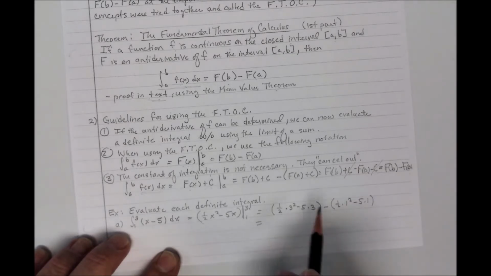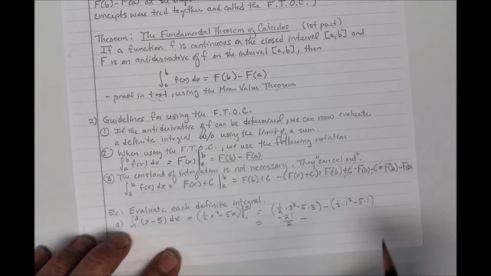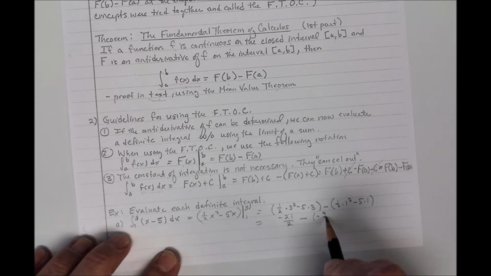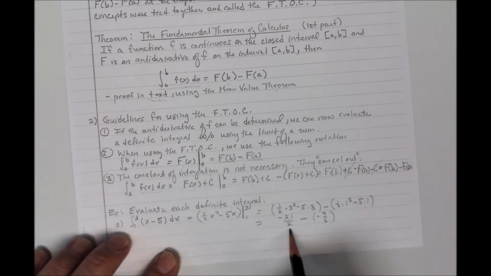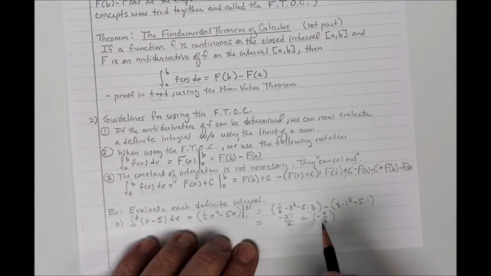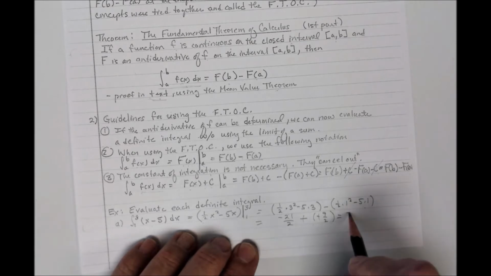So let's see, this would be half of 9, 9 halves minus 15, which would be 30 halves. So 9 halves minus 30 halves is negative 21 halves. Careful with your arithmetic. Minus, this is going to be 1/2 minus 5. So that's negative 4.5 or negative 9 halves. So I have negative 21 halves minus negative 9 halves, like adding the opposite. I'm going to get negative 12 halves, which is negative 6.